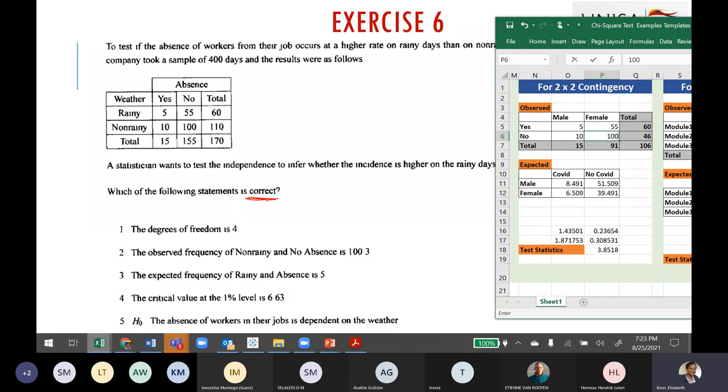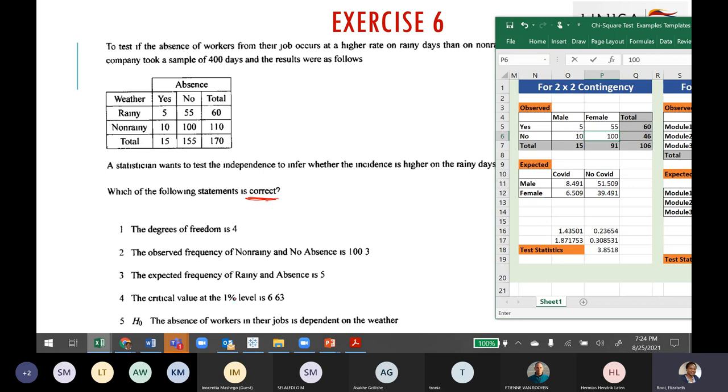Observed value for non-rainy and absence. Non-rain and absence, it's 100. It says 103, so it is incorrect. The expected, we calculated the expected for rainy and absence, which is yes, at 5. It should be 8.491. So that one is incorrect.